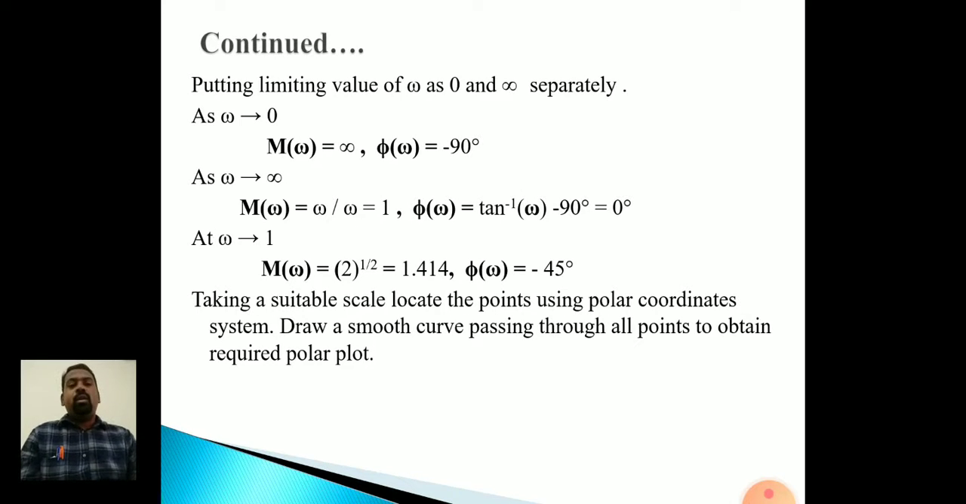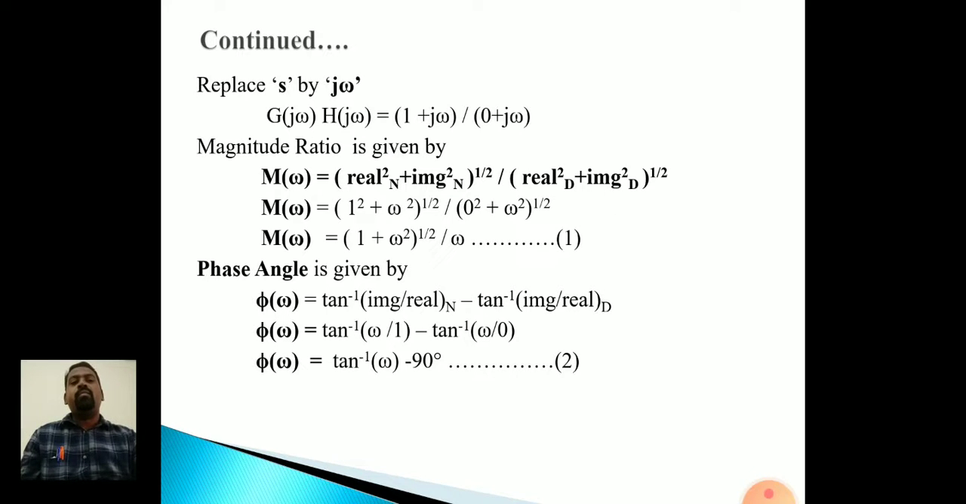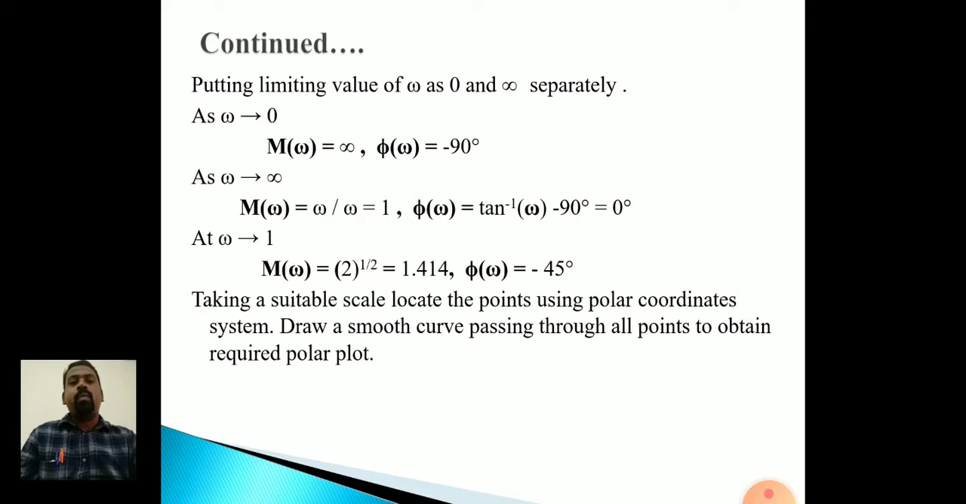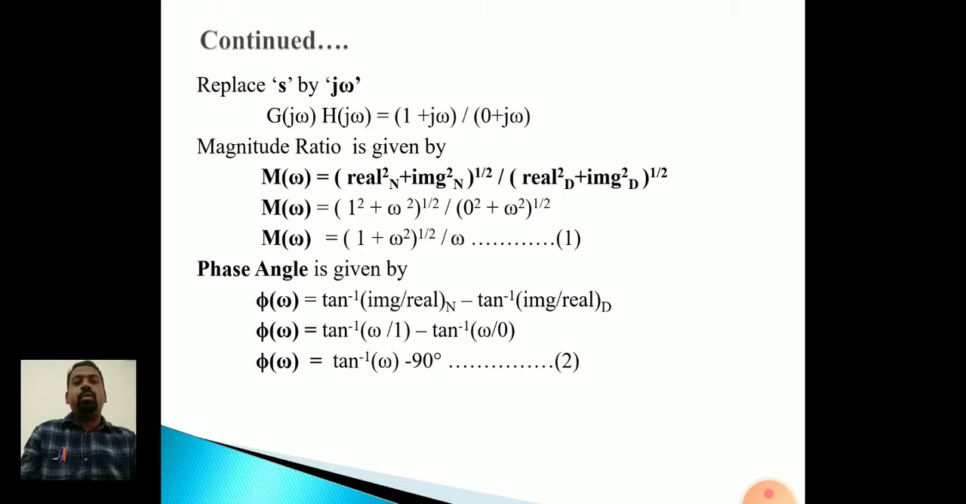So once again putting the limiting values of omega, that is omega equal to 0, M omega is infinity, and phi omega is minus 90. You just see here in case of this equation, omega equal to 0, 1 plus 0, 1 square by 0, that is M omega is 1 by 0 which is infinity.